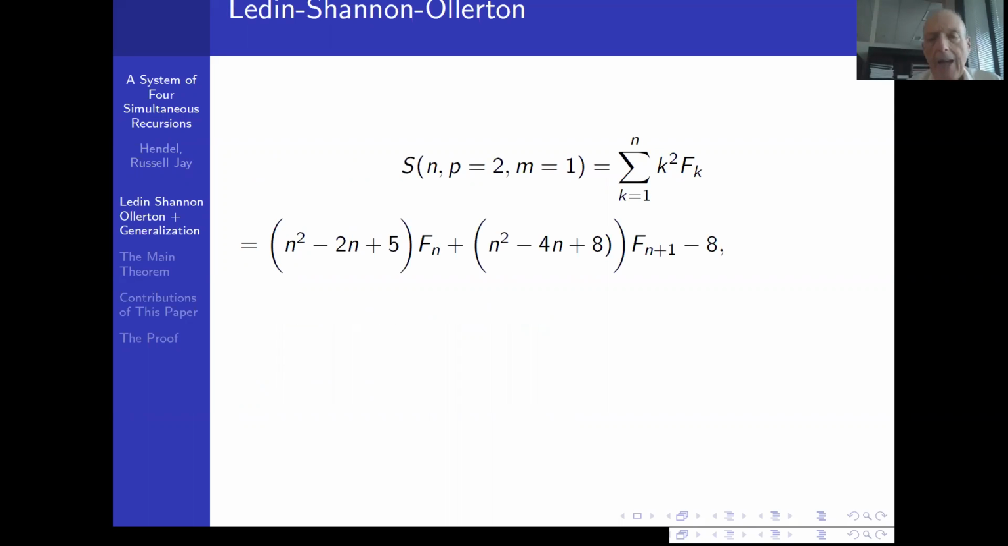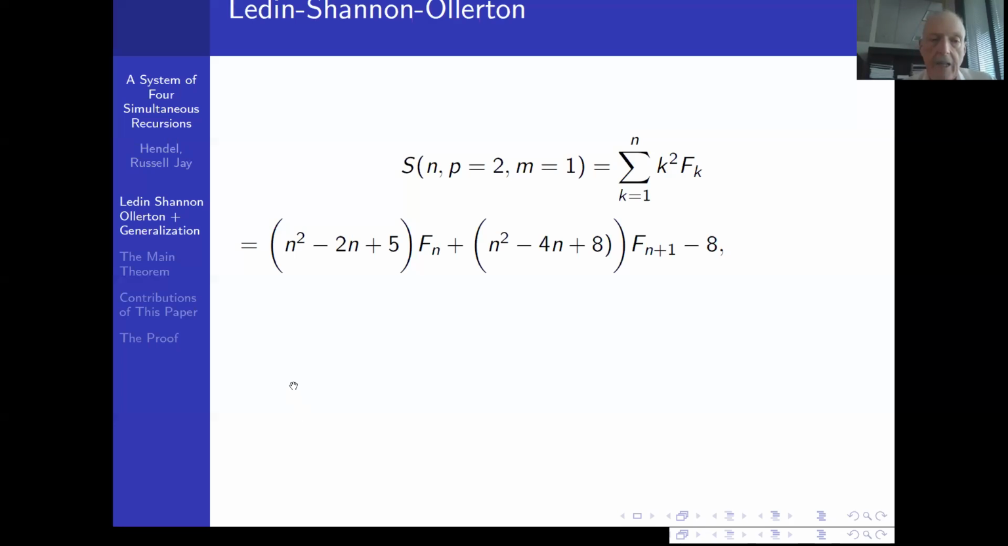Okay, if you look at the top line, you're summing k squared times Fk from k equals 1 to n. I assume everyone knows the Fibonacci numbers. It's an undergraduate topic, but if you don't, F0 is 0, F1 is 1, and F of n is the sum of the previous 2. So this is looking at a sum of basically polynomials or squares times Fibonacci numbers, and that's a function of n, p, and m. P is the power, it's k squared. M has to do with the Fibonacci recursion. And what Leiden noticed for a few cases is that there's a closed form for this sum.